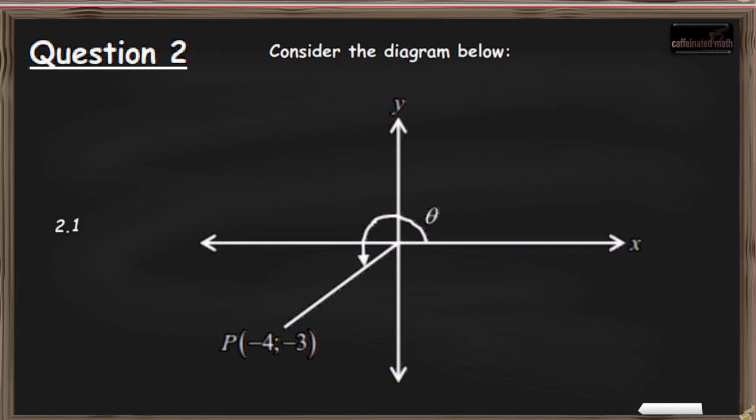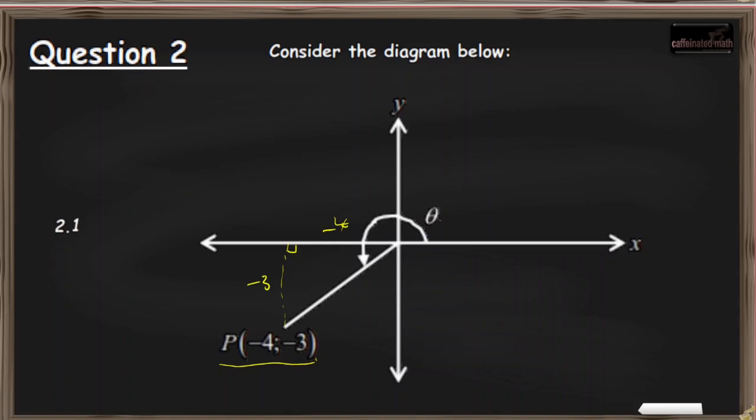Now we are considering a diagram, and we're considering it below. Well, it's in the third quadrant. We have a theta, an angle over here, and we have P with a set of coordinates. So if we transpose these values, we know that's going to be -4 and that's going to be -3.